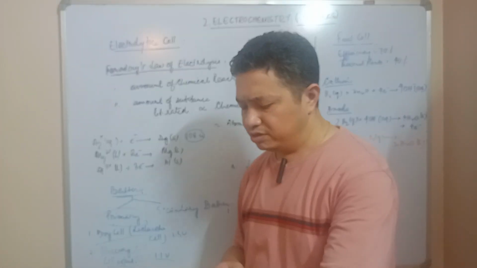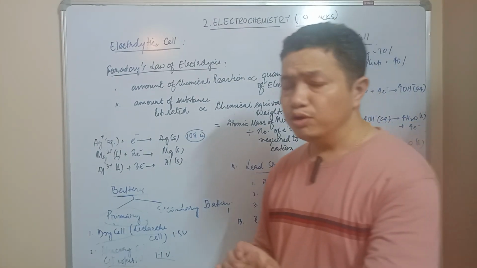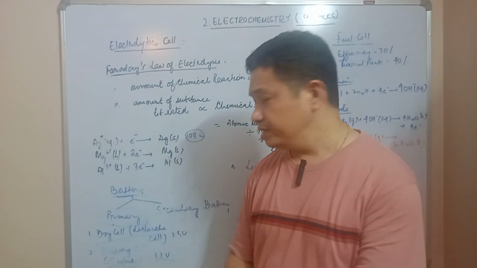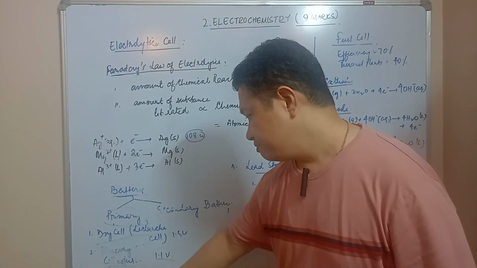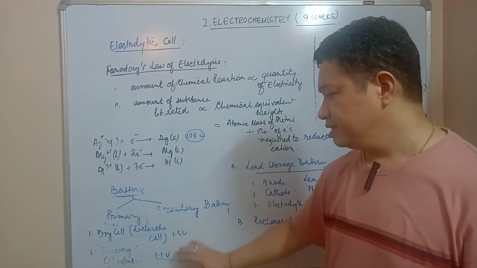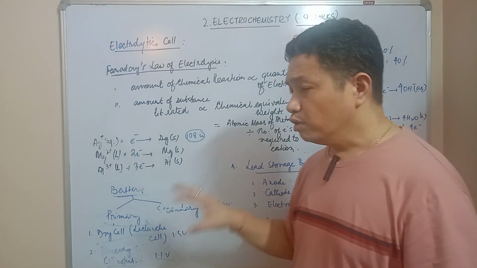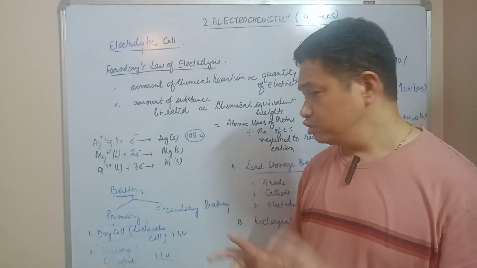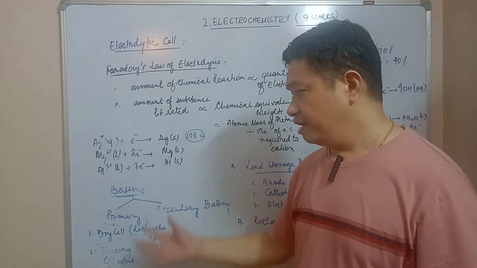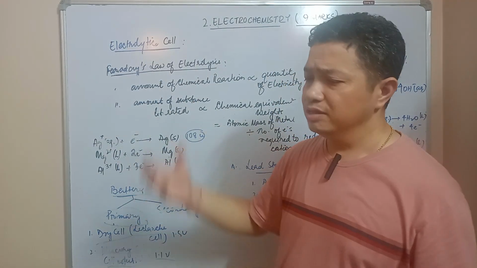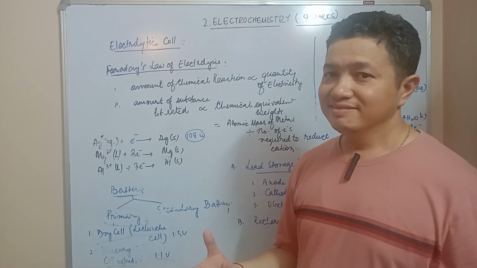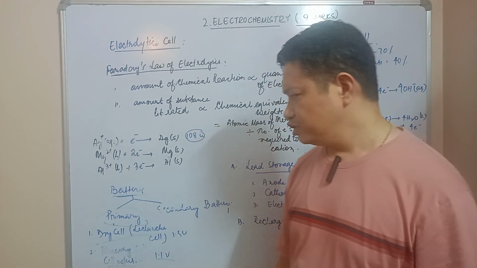And there's one more cell that we use in small devices, watches and all, that is called the mercury cell. And its cell potential is 1.1 volt. It's a little lesser than the dry cell, but it's a very constant source. So we get a constant source of DC, direct current, through these batteries. Here, what happens? What is a battery in an electrochemical cell? Well, a chemical reaction, the redox reaction, gives rise to electricity.